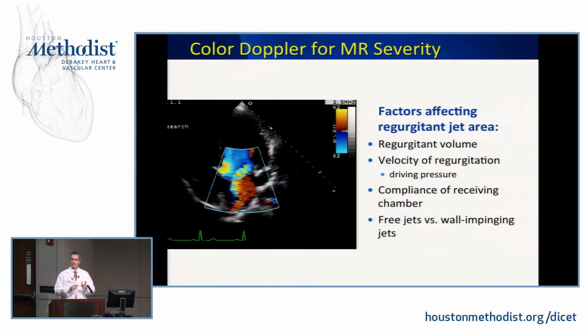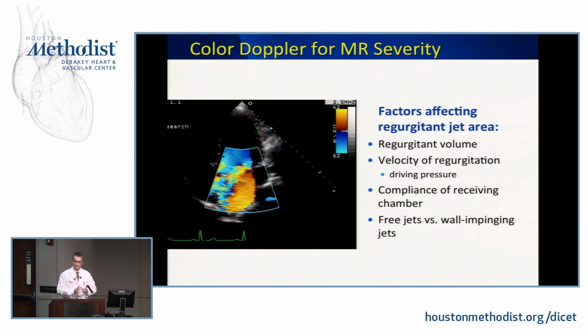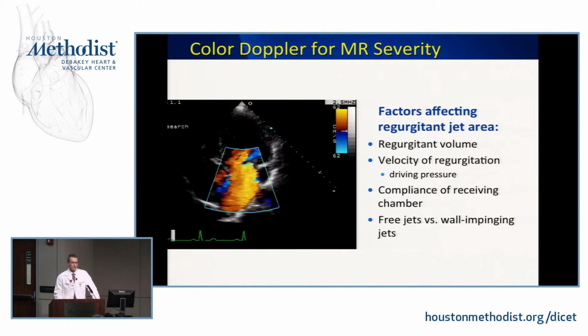So the same amount of MR into a large atria might have a different velocity, therefore a different color profile, than the same amount of MR into a smaller atria. So that tends to relate to the acuity of the problem, but not always. Sometimes you can have MR in an AF atria. So the size of the atria and the compliance matter. And the other thing I'll mention is whether the jet is central or wall hugging, and I'll tell you in a second why that's important.